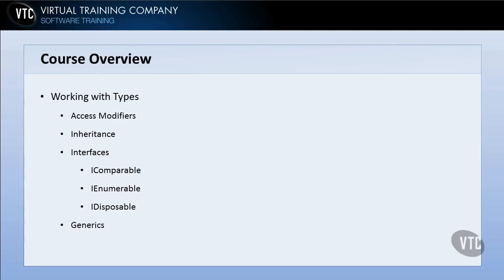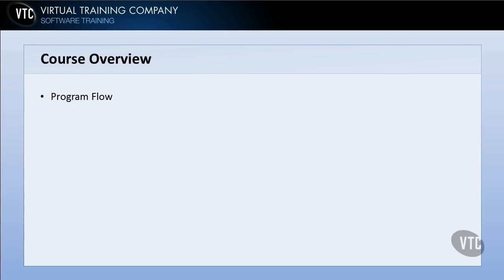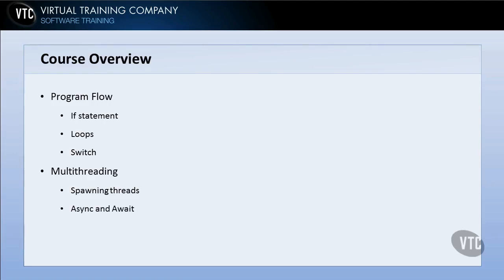Then we'll get into program flow very lightly. These are the staples of programming you're probably already familiar with: the if statement, looping, the switch statement, those sorts of things. Then we'll talk about some multi-threading. We'll touch on this. There's not going to be a lot of this on the exam, but it is mentioned in the objectives. So we'll talk about spawning threads, the new functionalities, async and await, really cool stuff there. The Task Parallel Library, and some of the other aspects of multi-threading in the Microsoft environment.